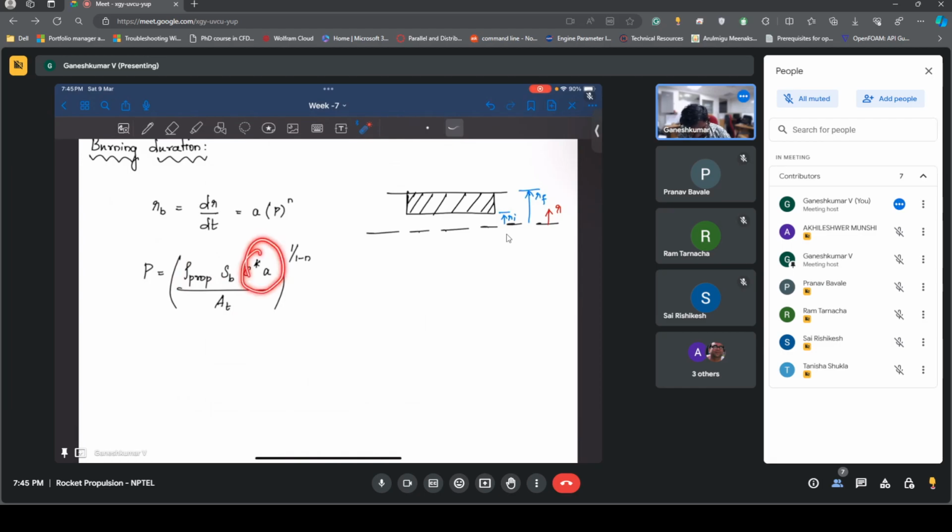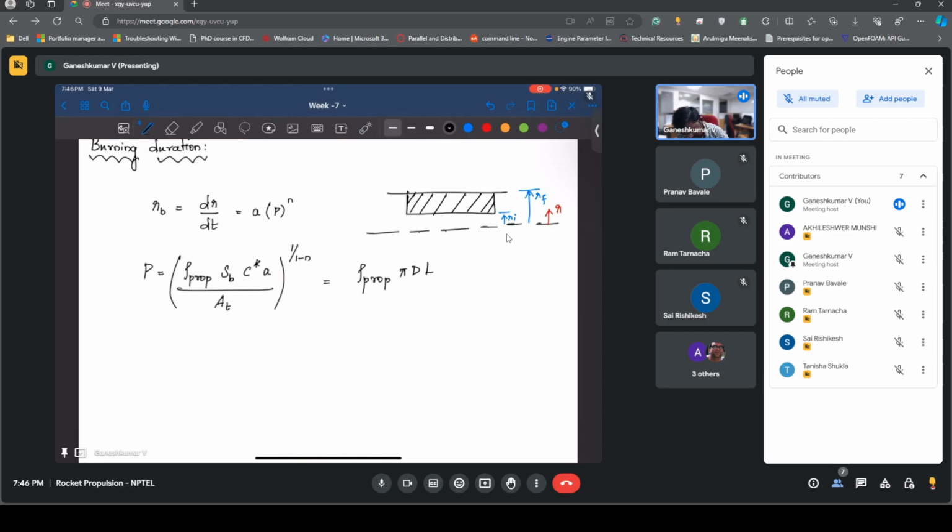Similarly, C star A is a parameter, the pre-exponential factor in RB, and n is also not going to vary. Only pressure will vary, SB will vary. So let's try to separate these two things a little bit. So maybe we can write this as rho propellant SB, and we can write SB as pi d into L.